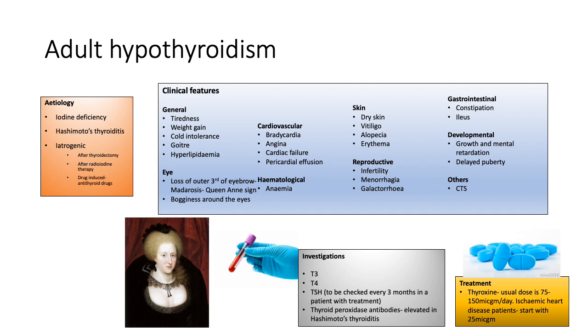In the treatment, thyroxine is used to treat the hypothyroidism. The dose is given according to the patient's weight. The usual dose is between 75 to 150 micrograms per day. In the elderly patients with ischemic heart disease, the thyroxine should be introduced cautiously, starting at 25 microgram and increasing the dose every fortnight in order to avoid tachyarrhythmias and cardiac failure. TSH needs to be checked every 3 months in patients on thyroxine treatment.